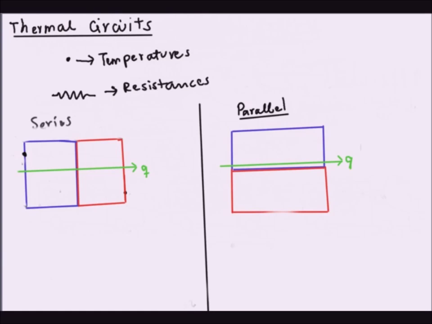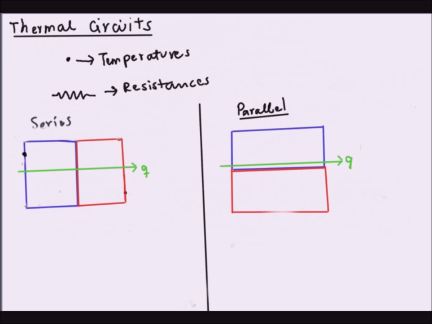Okay, so the last thing we will go over is just how to illustrate the resistances. So to illustrate resistances, we use something called thermal circuits, where temperatures of cross-sectional areas are shown as nodes, and resistances are shown as squiggly lines connecting these nodes. So we have two cases. We have a system in series and another one in parallel.